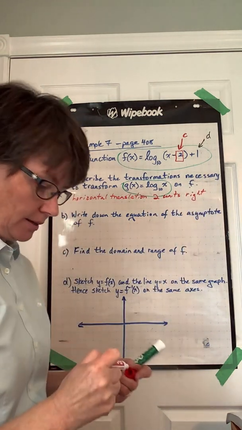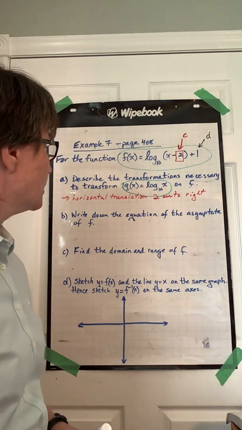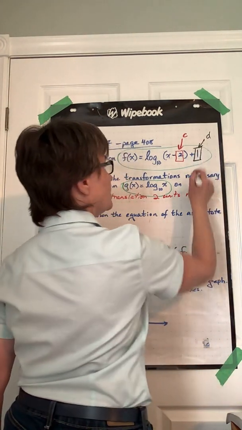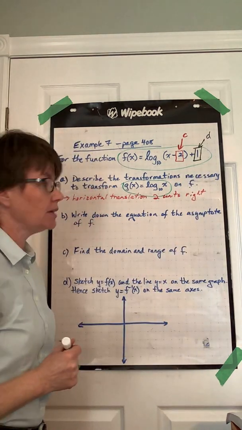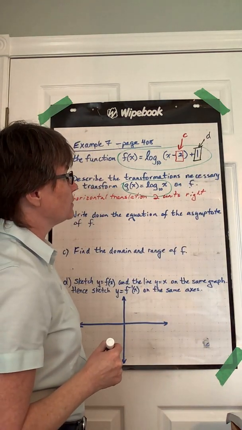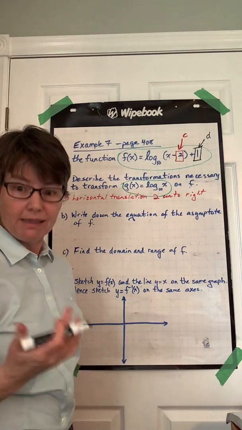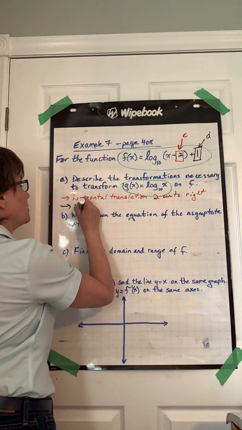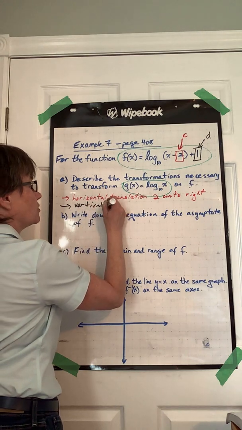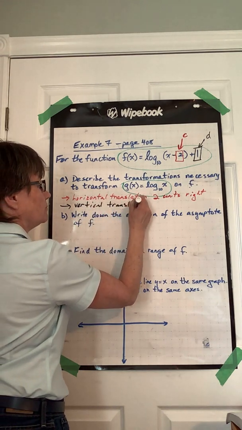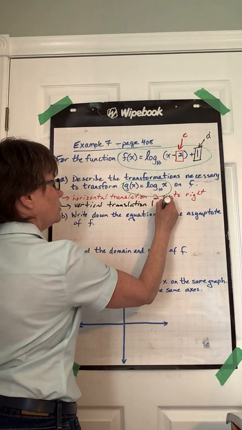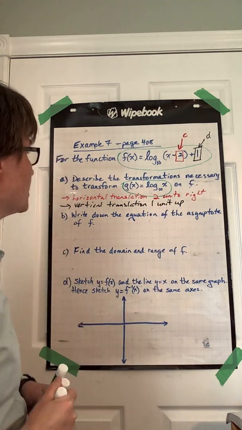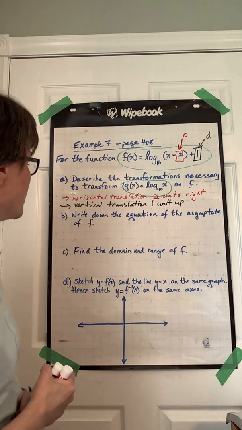We also have a vertical translation. This plus sign is part of the transformational form, so D is what it looks like. So that's a vertical translation or vertical shift, 1 unit up. Okay, so those are the transformations. That's the only thing that's changed between the two.